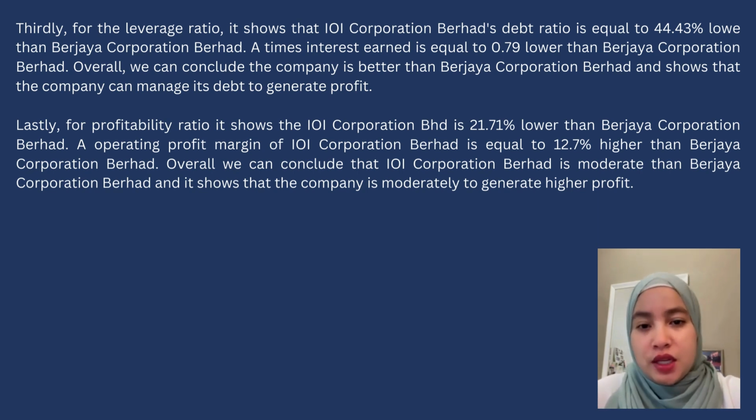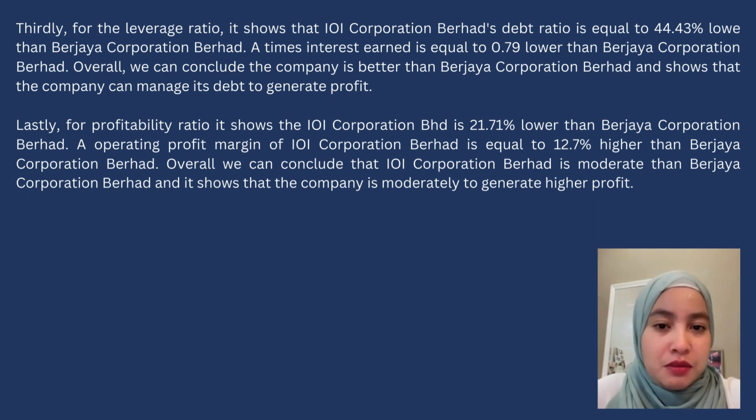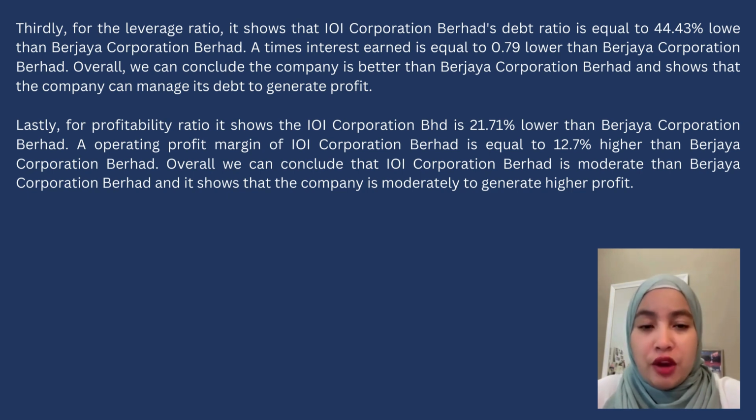Lastly, for profitability ratio, it showed the gross margin of IOI Corporation Berhad is 21.71%, lower than Berjaya Corporation Berhad. Operating margin of IOI Corporation Berhad is equal to 12.7%, higher than Berjaya Corporation Berhad. Overall, we can conclude that IOI Corporation Berhad is moderate compared to Berjaya Corporation Berhad, and it showed the company is moderate in generating higher profits.